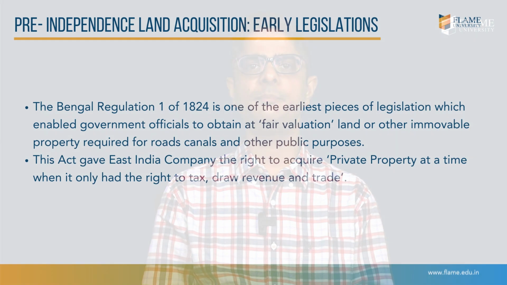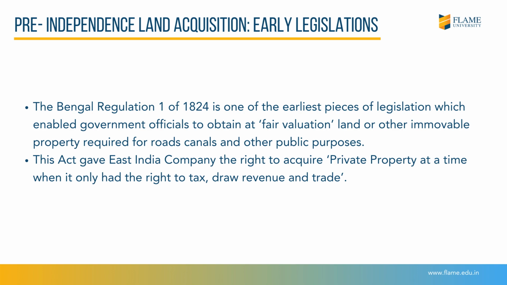Now that we have discussed land acquisition and eminent domain, let's trace the evolution of legislations in the pre- and post-independence periods. The Bengal Regulation 1 of 1824 is one of the earliest pieces of legislation in the pre-independence period, which enabled government officials to obtain at fair valuation land or other immovable property required for roads, canals, and other public purposes. This particular act gave the East India Company the right to acquire private property at a time when it only had the right to tax, draw revenue, and trade.